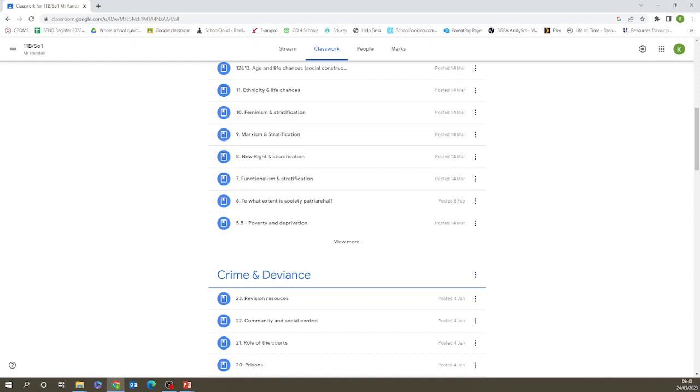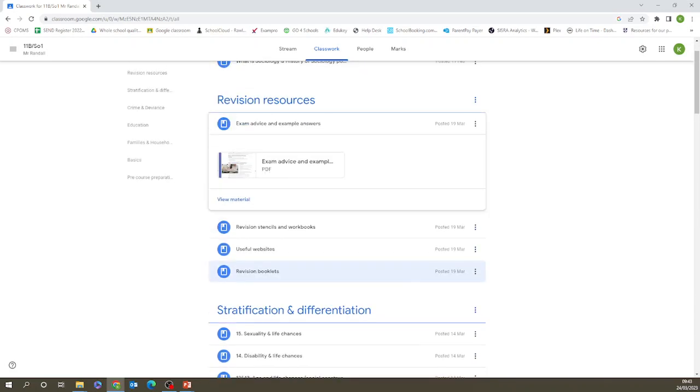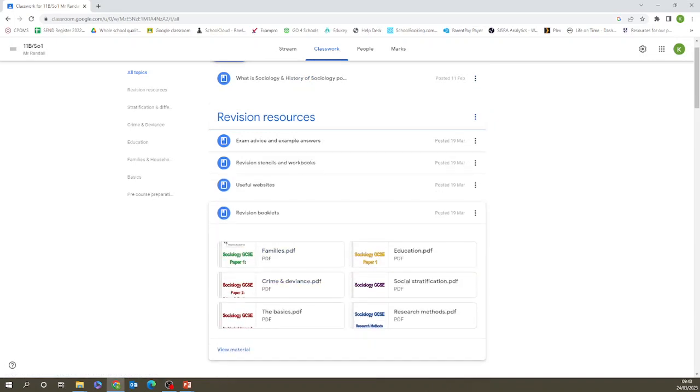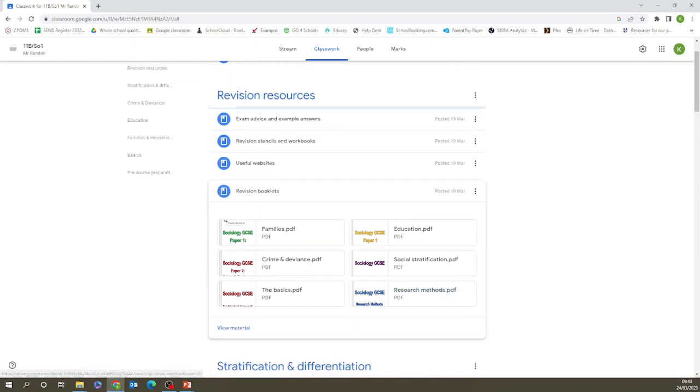So if you've missed anything or you want to look over anything again, you can go to here and have a look. But I just want to draw your attention to what should be at the top, which is revision resources. And here again, you've got lots of stuff here that's really useful. So can I start with talking about the revision booklets.